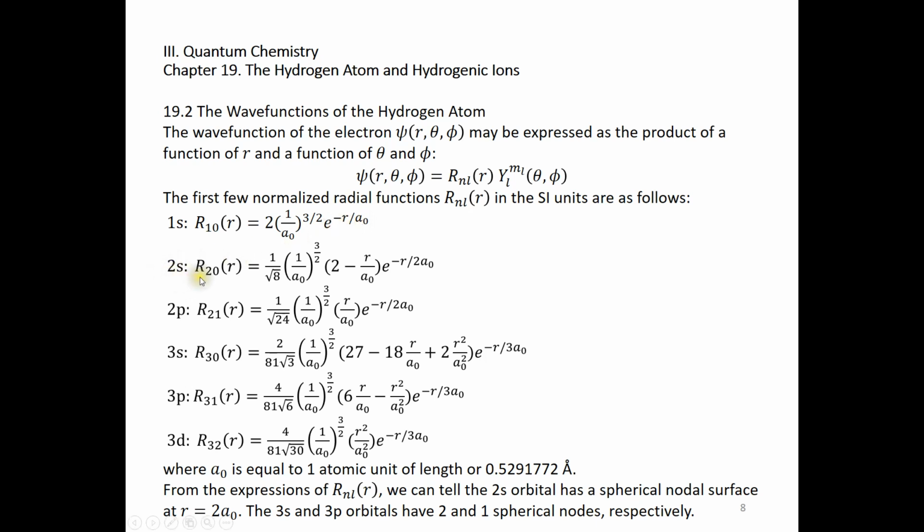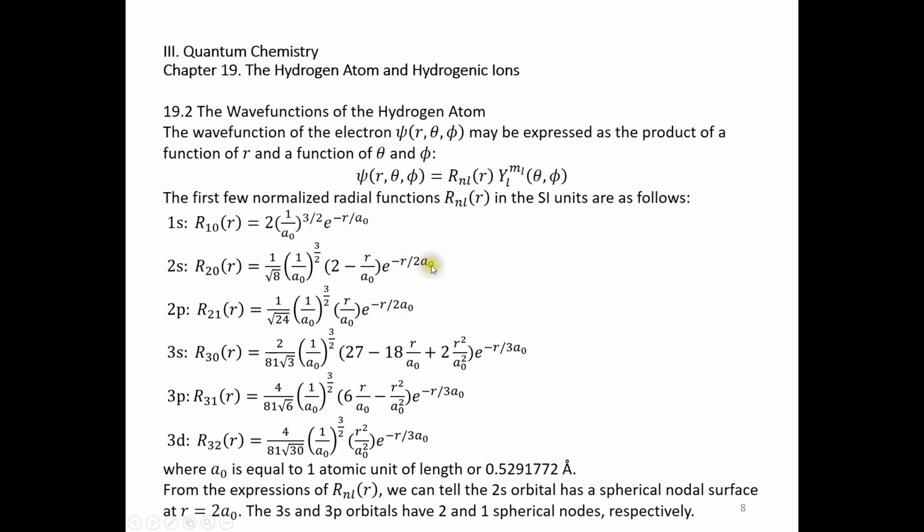Now 2s orbital, again a normalization function, a polynomial function, an exponential function. By looking at this, we see a spherical node. When r is equal to 2 times a0, this wave function becomes 0. Therefore, we have a spherical node at r equals 2a0. And 2a0 is simply 2 times 0.529 angstroms.